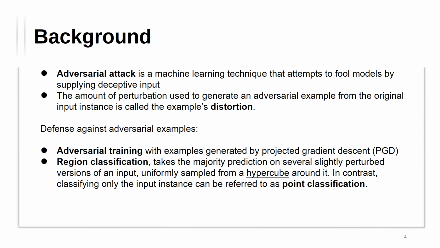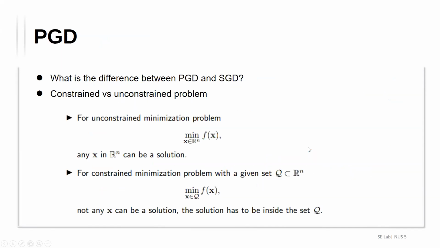Yeah, and also in comparison, the classification model only based on the input instance can be referred to as point classification. Yeah, and then it's a little bit of an introduction to projected gradient descent. You might want to ask what the difference is between projected gradient descent and stochastic gradient descent.